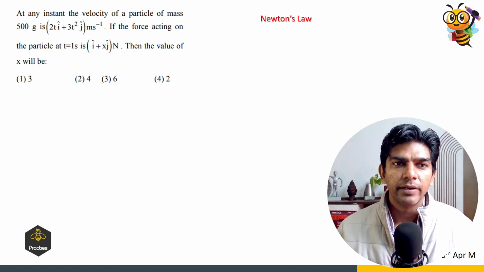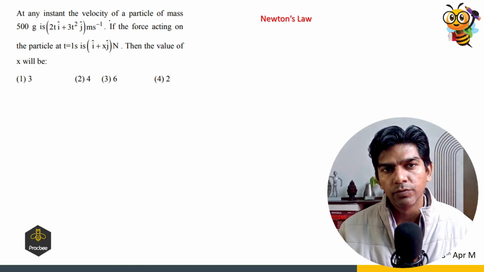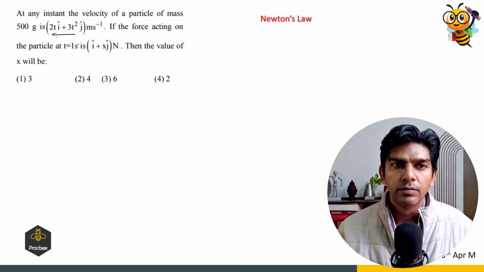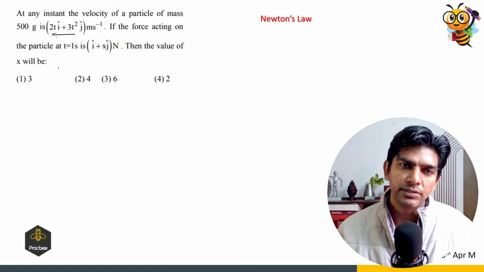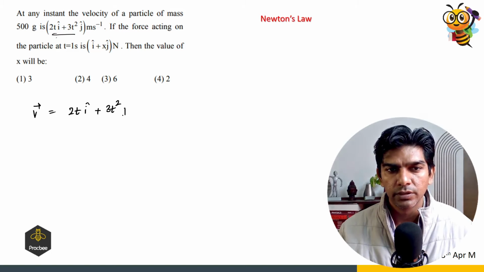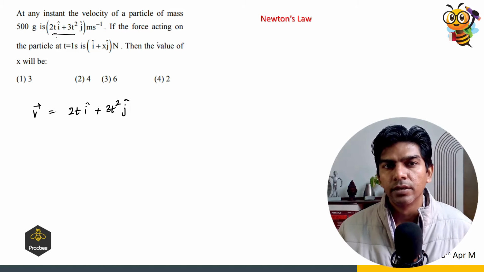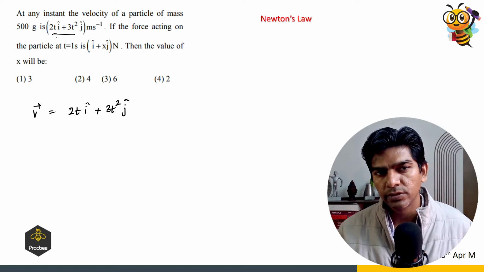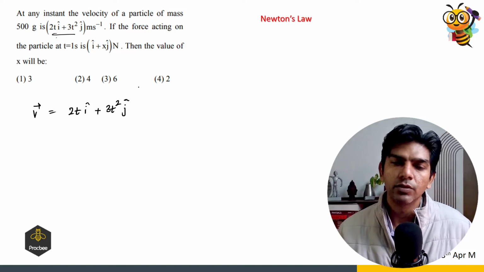Okay, at any instant, the velocity of a particle of mass 500 grams is 2t i cap plus 3t square j cap meters per second. So this is the instantaneous velocity. So v is given as 2t i cap plus 3t square j cap in SI units. If the force acting on the particle at t equals 1 second is i cap plus x j cap, then what is the value of x?